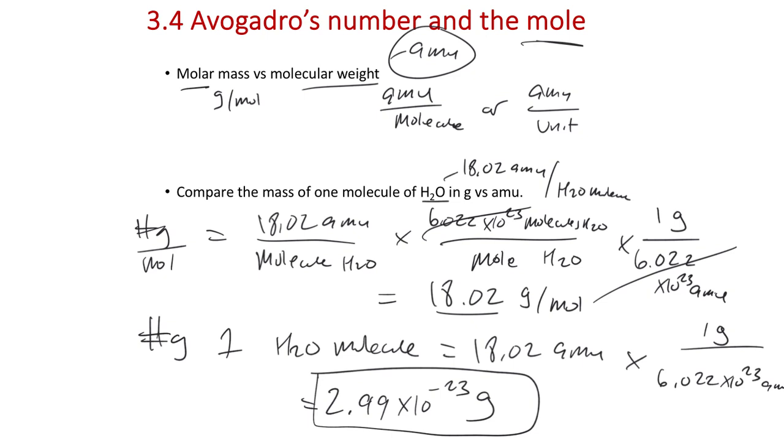Really, really light, obviously. To get the grams for 1 single molecule, we just take the AMU mass and convert to grams. You could also take the gram per mole mass, 18.02 grams per mole, and go from moles to molecules, also dividing by Avogadro's number, and come up with the exact same number. So it's a really small mass per molecule for water.